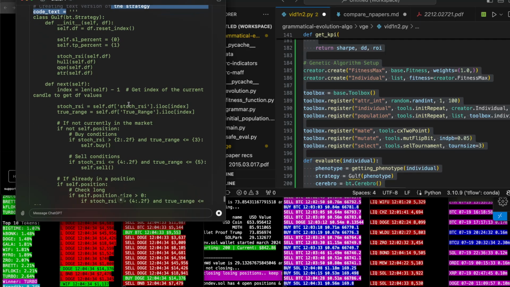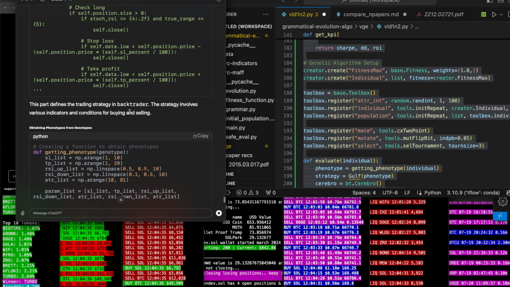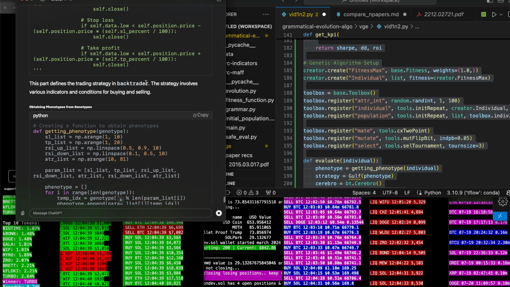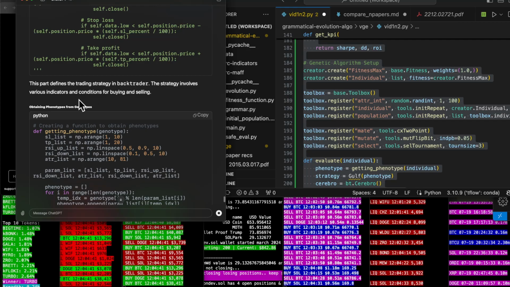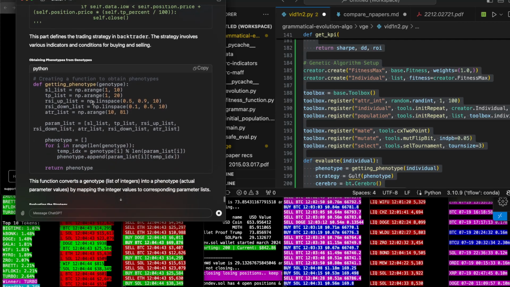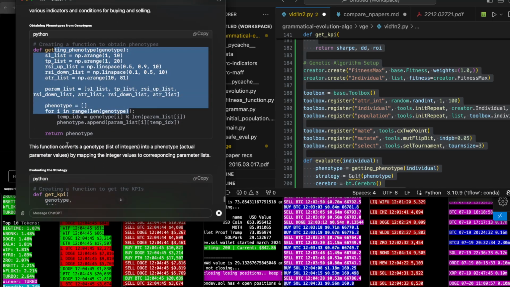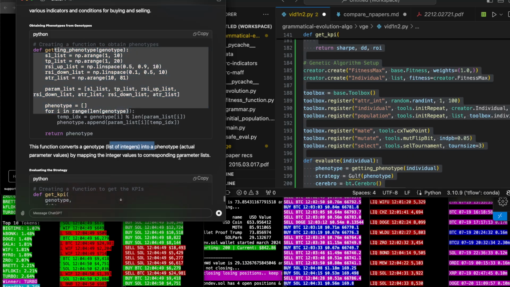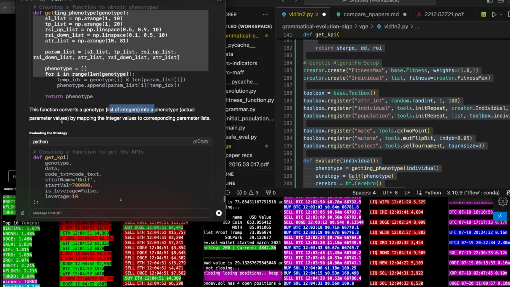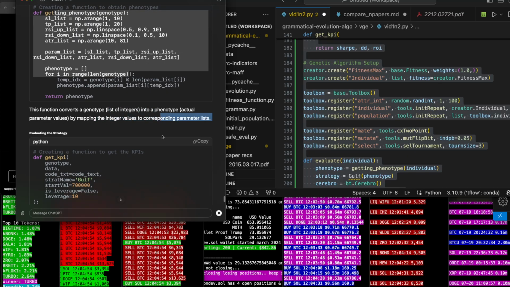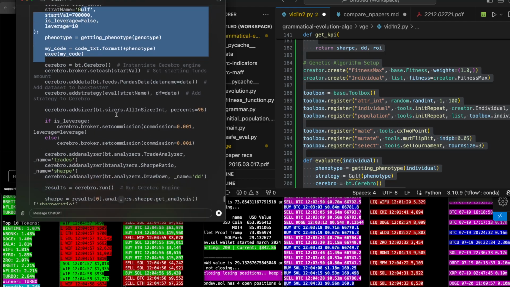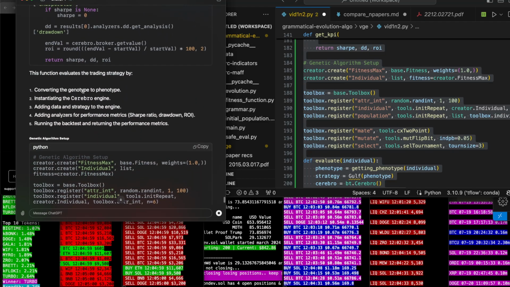It's a text version of the strategy. And then this part defines the strategy in Backtrader. The strategy involves various indicators and conditions for buying and selling. Then down here, this function converts a genotype, which is a list of integers, into a phenotype, the actual parameter values, by mapping the integer values to corresponding parameter lists. You can see this is the KPI part, what we're looking at, the KPIs.